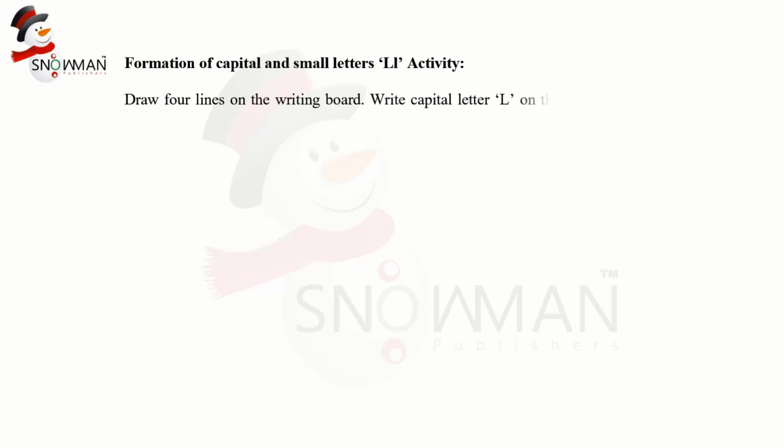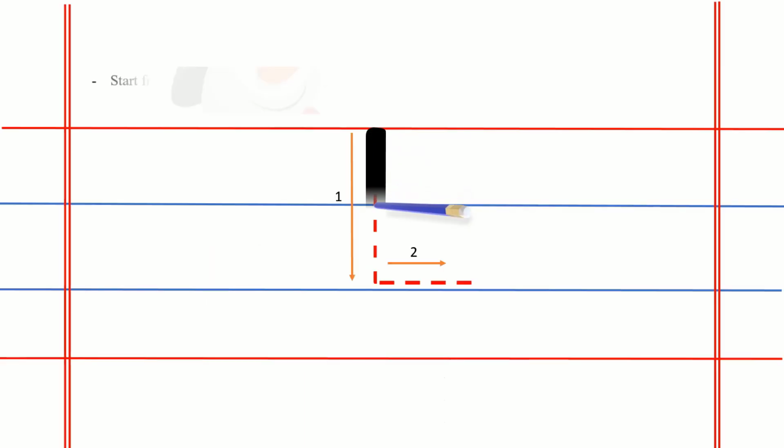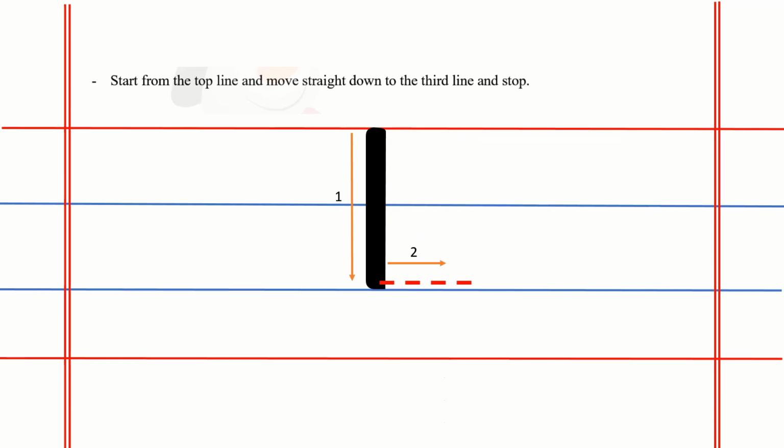Formation of capital and small letters L activity. Draw 4 lines on the writing board. Write capital letter L on the first 3 lines and give instructions. Start from the top line and move straight down to the 3rd line and stop. Draw a line to the right side and stop.